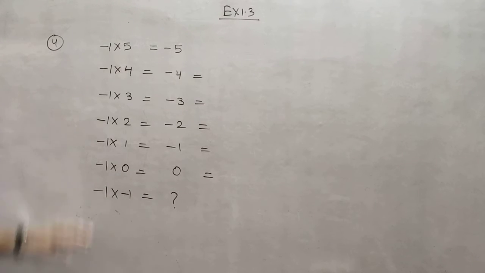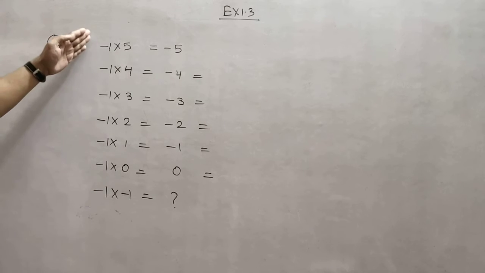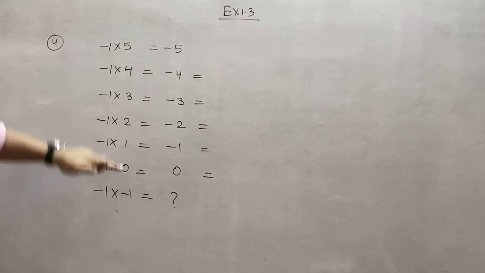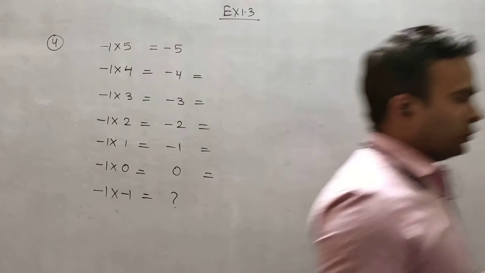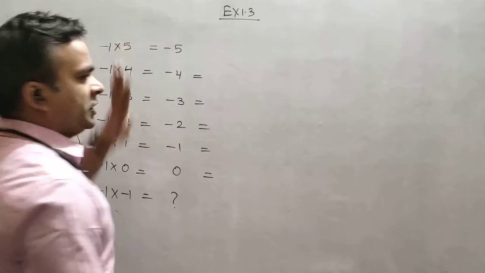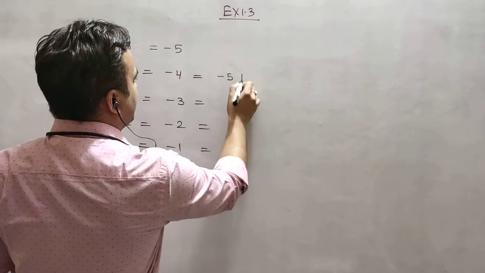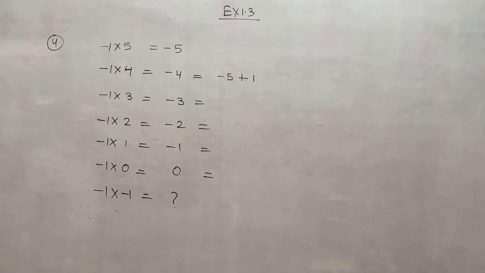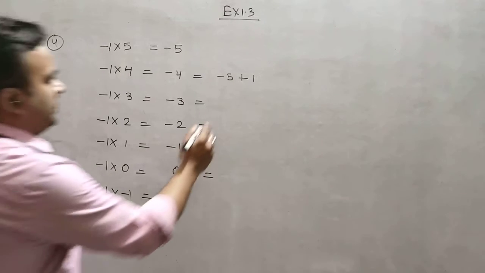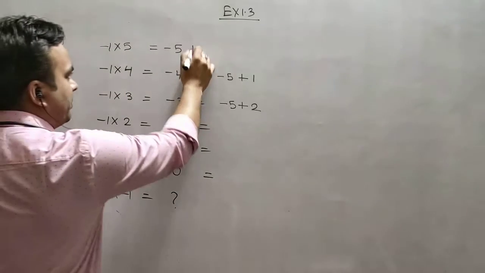And then finally, we have to find the product of minus 1 into minus 1 by looking at the pattern we have followed from 5 to 0. First of all, we have to make a pattern here. Minus 1 into 5 is minus 5, correct. Minus 1 into 4 is minus 4. Can we write it like this? Minus 5 plus 1. Then minus 5 plus 2. And we can write it as minus 5 plus 0.